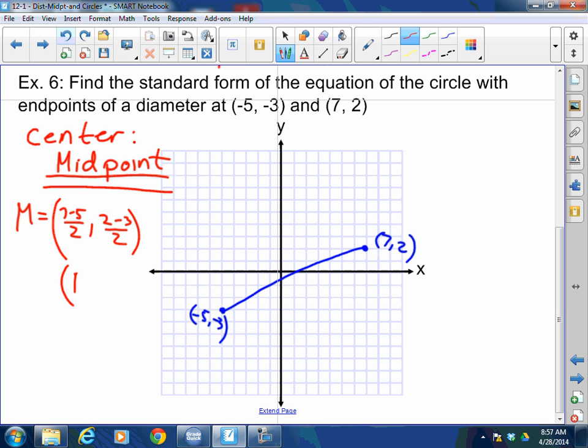7 minus 5 is 2. And 2 minus 3 is -1. And then you have -1/2. So that is my center. Guess what? That's my h, k. Done.